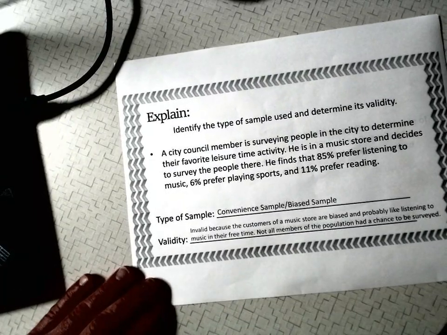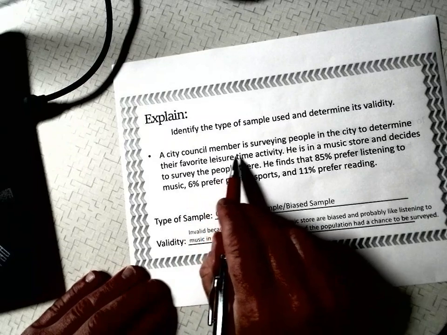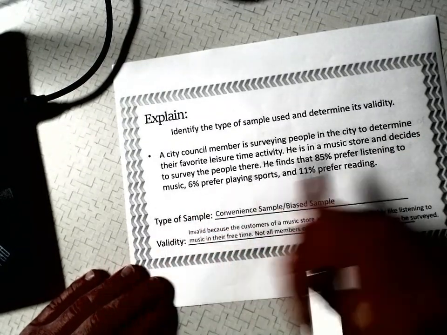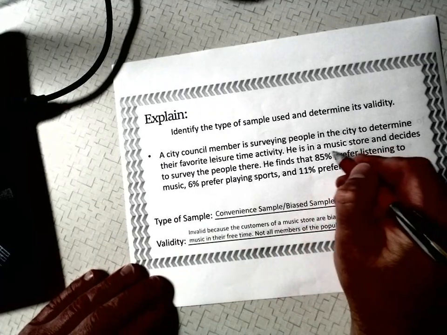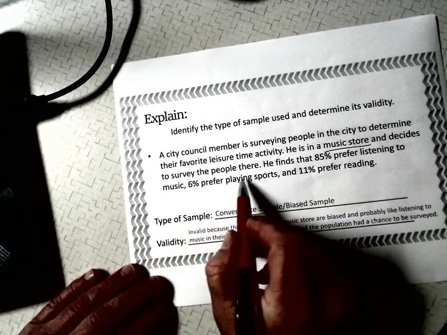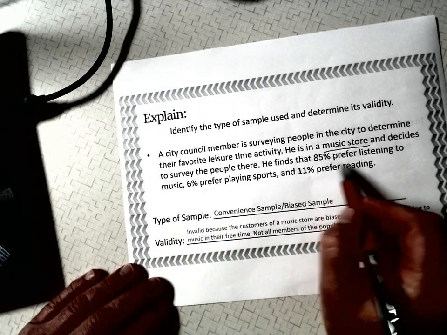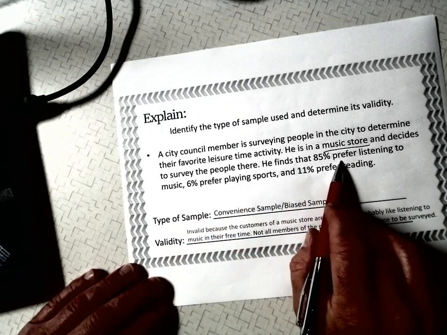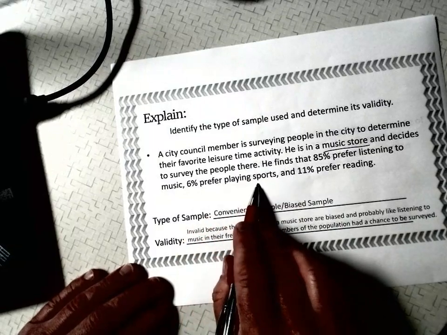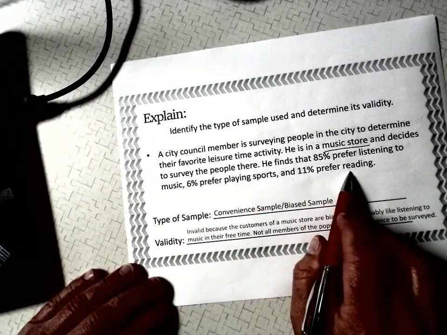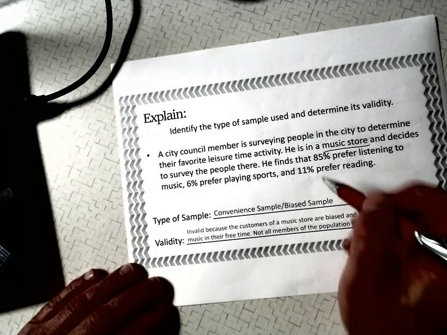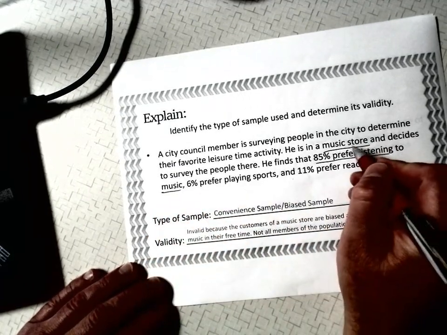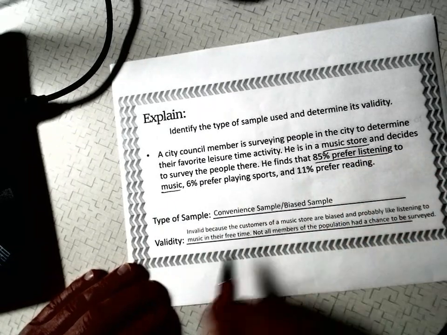Here's another example. A city council member is surveying people in the city to determine their favorite leisure activity. He is in a music store and decides to survey the people there. He finds that 85% prefer listening to music, 6% prefer playing sports, and 11% prefer reading. You can see that 85% like listening to music, but where are they at? They're in a music store. So this is a convenience sample.